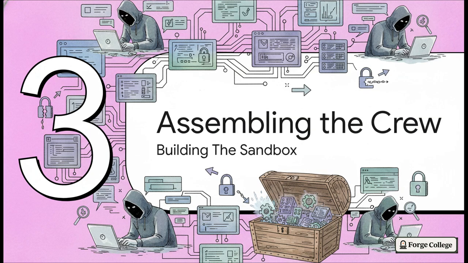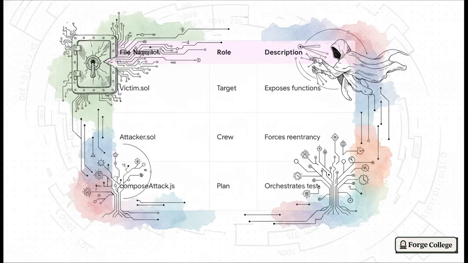Okay, step 3, assembling the crew. Let's build our sandbox. If you're going through the tracks at Forge College, you already know pro hackers always build a local test environment first. We're setting up our local Foundry or Hardhat environment with 3 main files. First up is the victim contract. This is our target, and it exposes 2 functions, setPhase and execute.